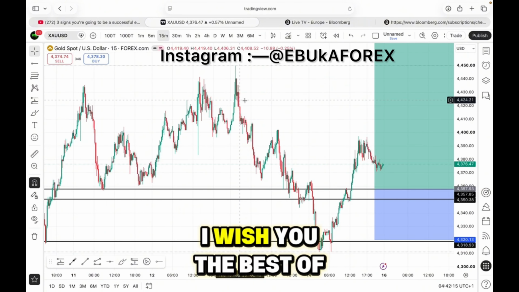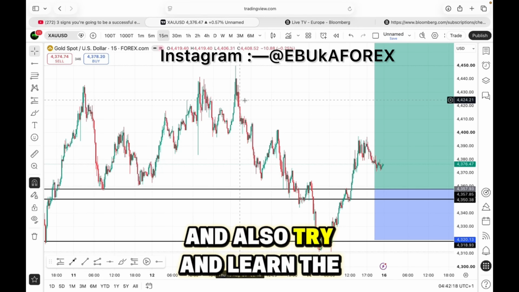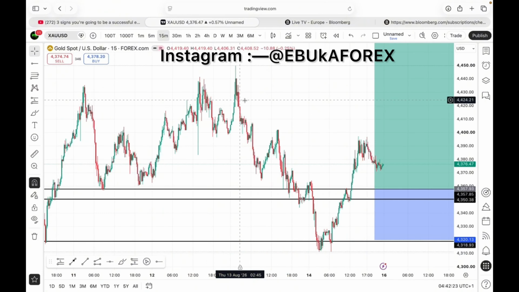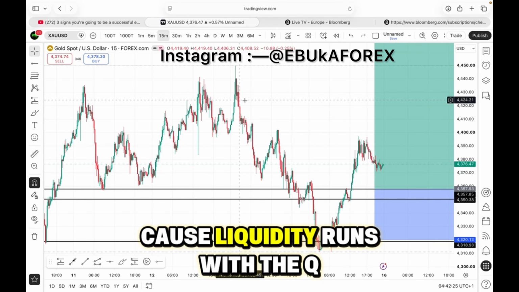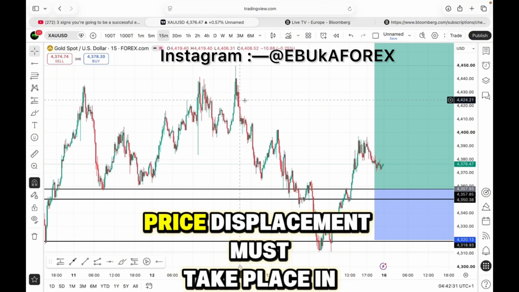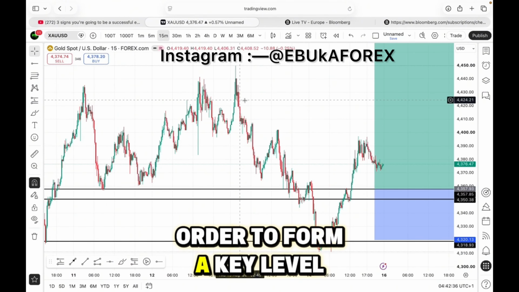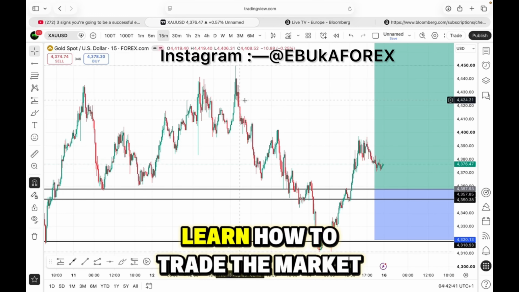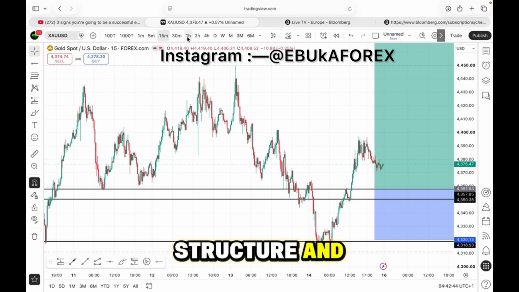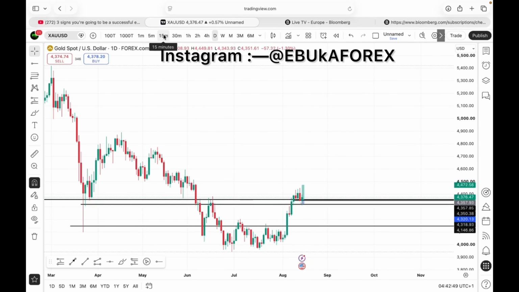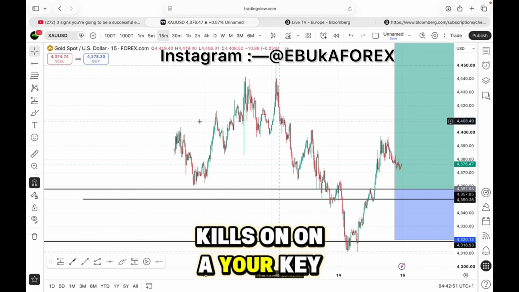So guys, I wish you the best of luck, and also try and learn the market structure. It's gonna help you a lot, because liquidity runs with the Q zone and market order flow. Price displacement must take place in order to form a key level. So that's why you need to learn how to trade the market structure and in line with the Q zone and your key levels.